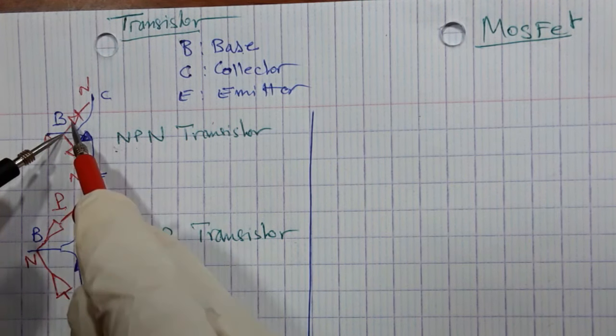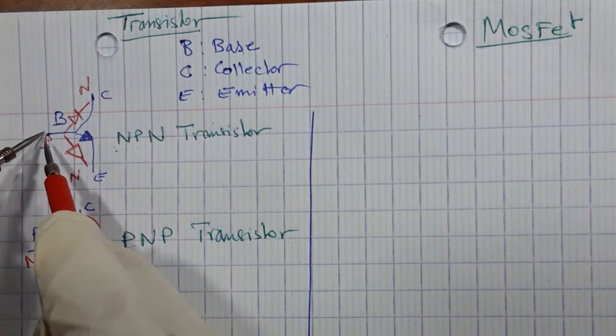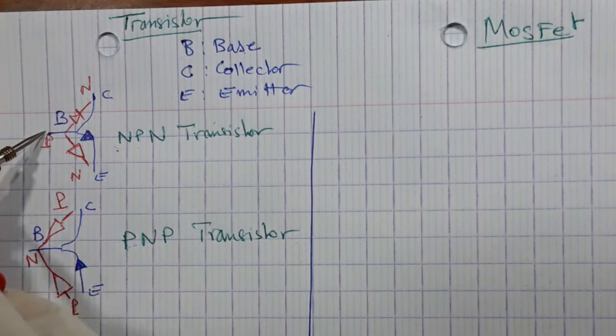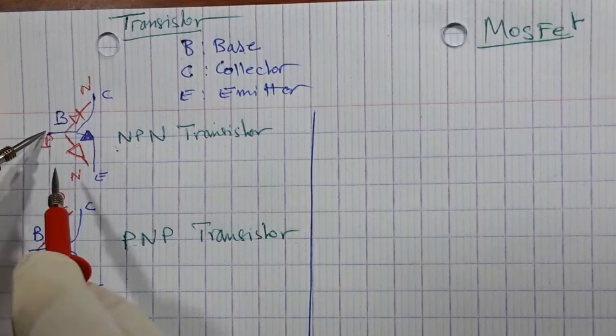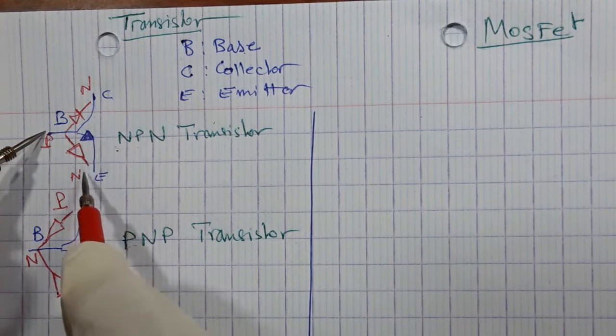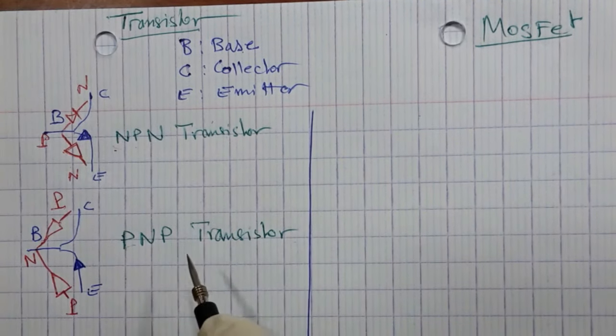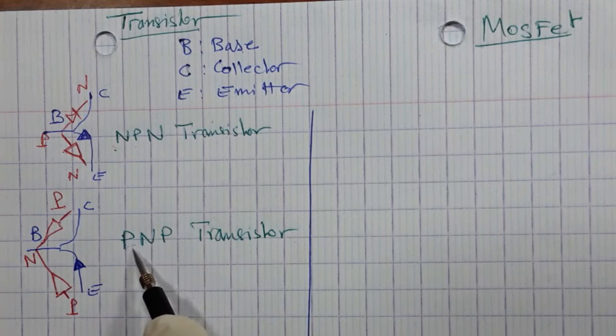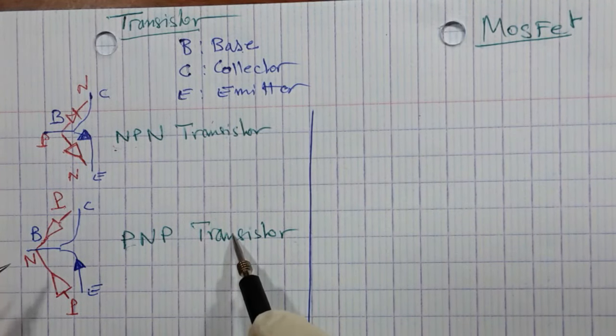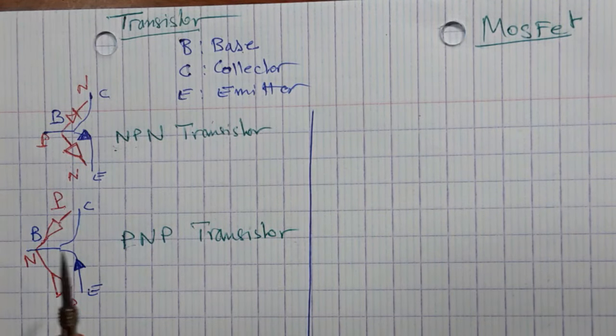Because here, this is the positive. Here we have P, but we put the black probe, this is N. And here we have N. And for the positive or PNP transistor, if we put the negative, as you see, we have N here. So let's put N here.